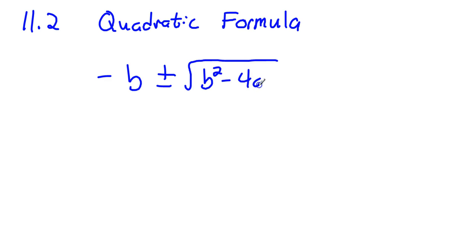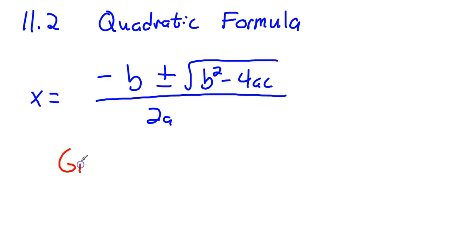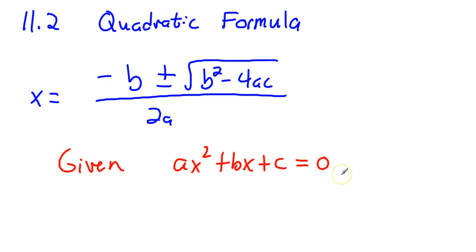And your quadratic formula is this. X equals negative b plus or minus the square root of b squared minus 4ac, and all that's over 2a. The one thing with this one is that where they're getting the a and the b and the c from, that's from any quadratic where you have ax squared plus bx plus c equal to 0.